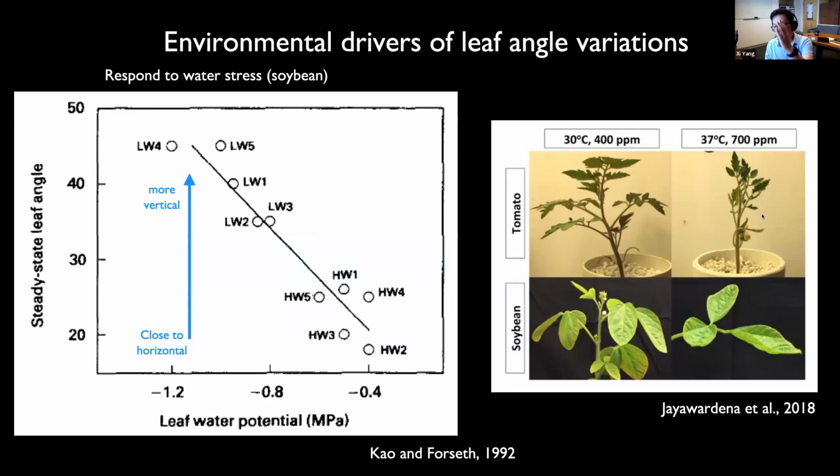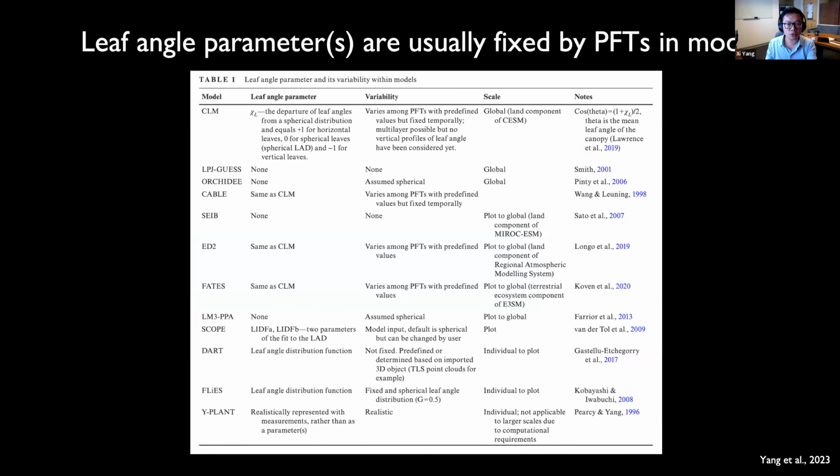They show more vertical leaf angle and leaf curling, whereas for tomato plants growing at 400 ppm right now, the leaf angle is different. Soybean and tomato for both. So there are a lot of variations in leaf angle, whereas in our models, we summarize this in one of our recent papers. In models, the leaf angle parameter or parameters, depending on what model you're using, there's usually a fixed number per plant functional type, and it also doesn't change seasonally.